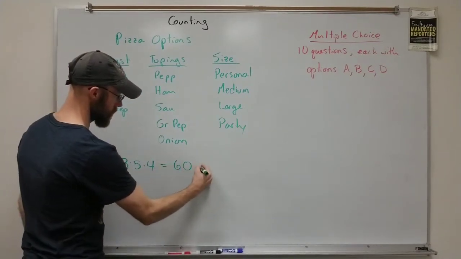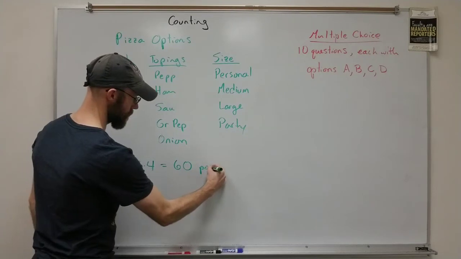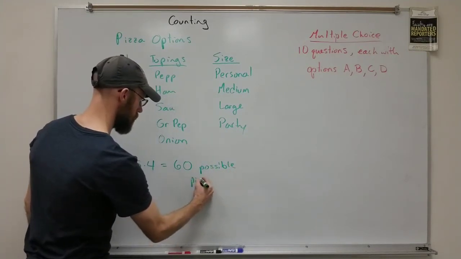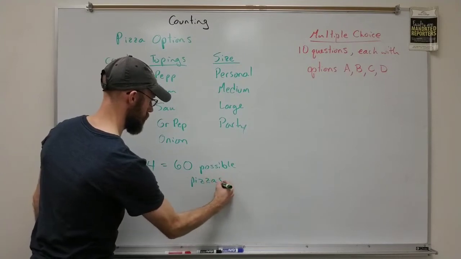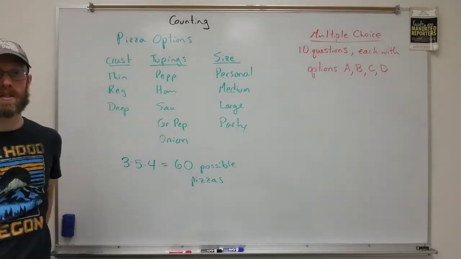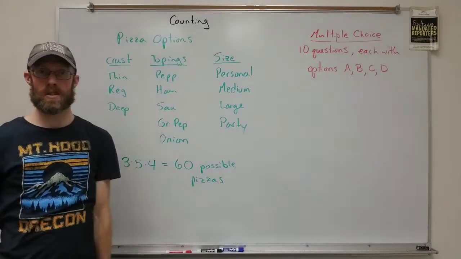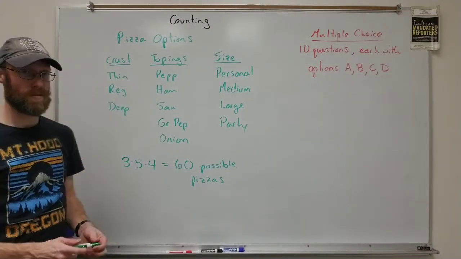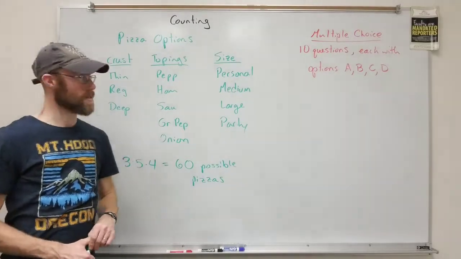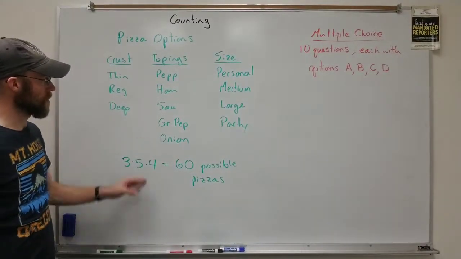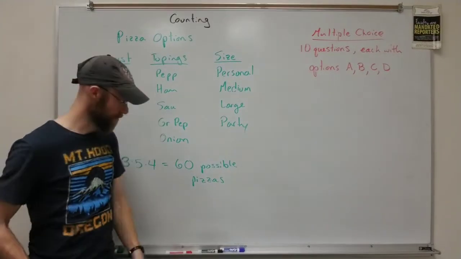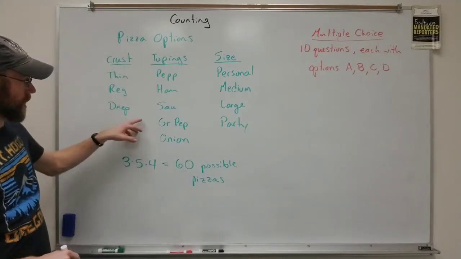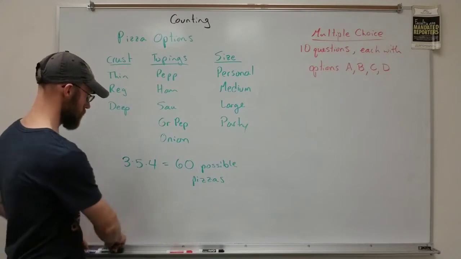So this is 60 possible pizzas. Okay, so there are 60 possible pizzas that can be made off of just these options, which is quite a few, and this isn't even really that big of a list. A lot of places have quite a few more toppings than that. Now let's say for instance you wanted to have a 2-topping pizza, right? So this is for 1 topping.